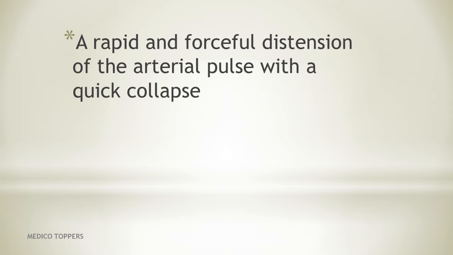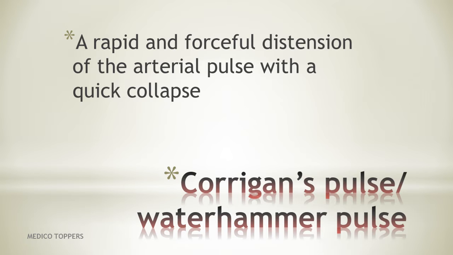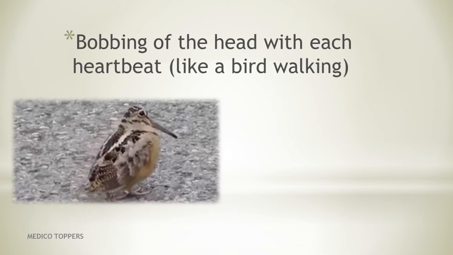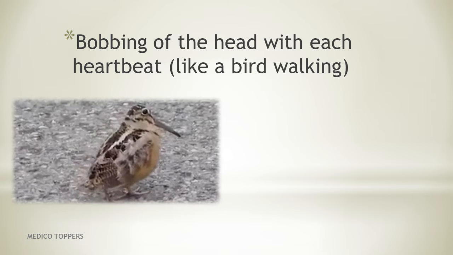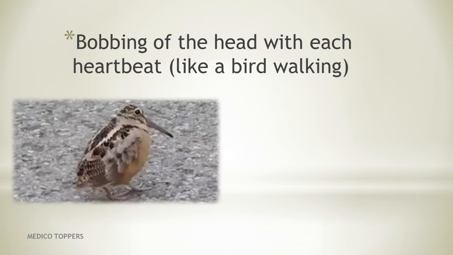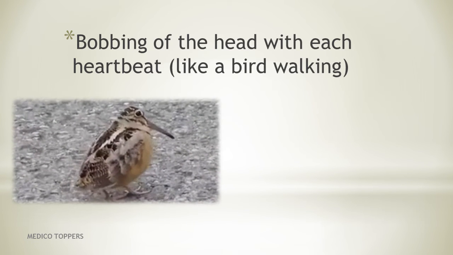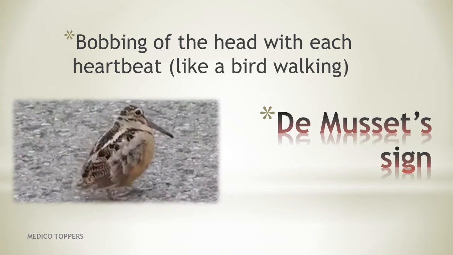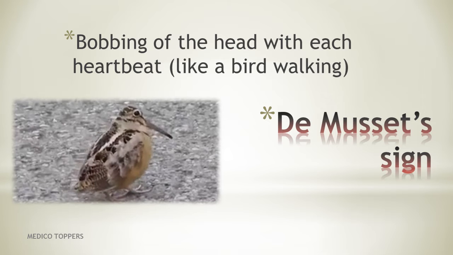First sign, rapid and forceful distension of the arterial pulse with a quick collapse. You might be knowing this, and the name is Corrigan's pulse or waterhammer pulse. And you can see this bird, and here the sign is bobbing of the head with each heartbeat like a bird walking. You can see the image, and the sign name is Ini-CET sign.